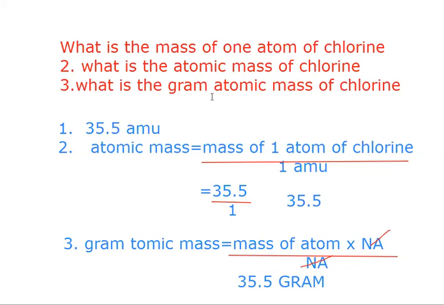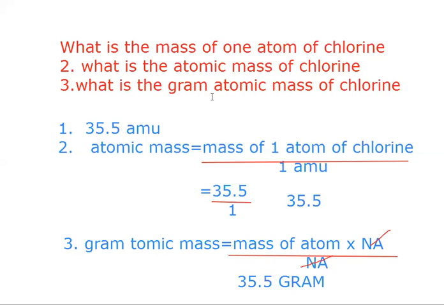So here you can see whatever we are considering, whether it is the mass of one atom of fluorine, atomic mass of fluorine, or gram atomic mass of fluorine, all the three values are equal, but there is a slight difference in the definition of each term. The mass of one atom of fluorine is defined in atomic mass units, that is 35.5. The atomic mass is defined as the mass of one atom divided by the 1 AMU value, that is 1/12 of the mass of the carbon atom.